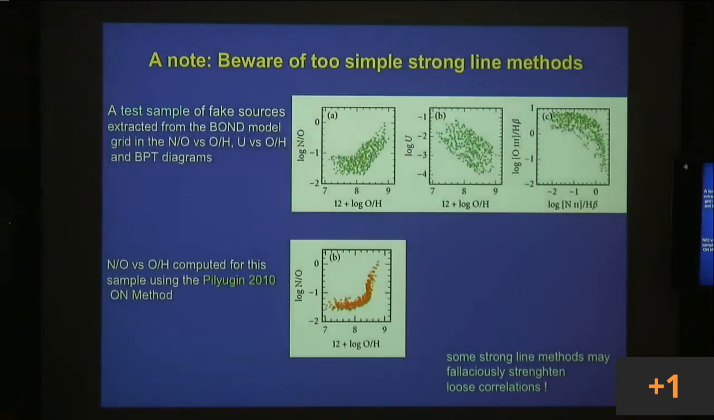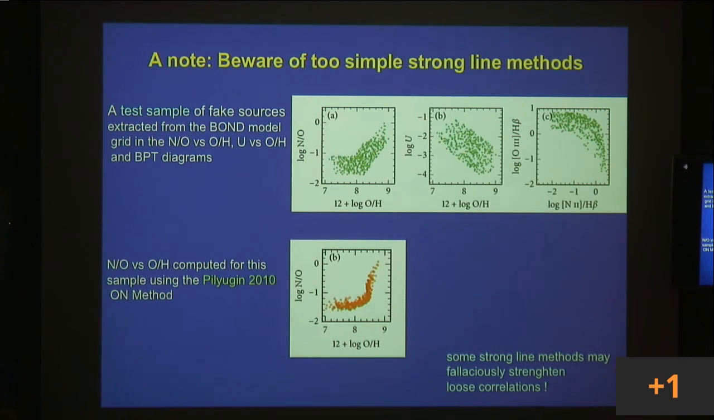And just one thing about two simple strong line methods. We constructed a test sample of fake sources extracted from our grid of models. So here they are shown in green, the ionization parameter and the O/H, and this is the famous BPT diagram for H II regions. And here is the result in N2O versus O/H using the Pilyugin strong line method for these objects. And you see that this strong line method fallaciously strengthens a loose correlation.